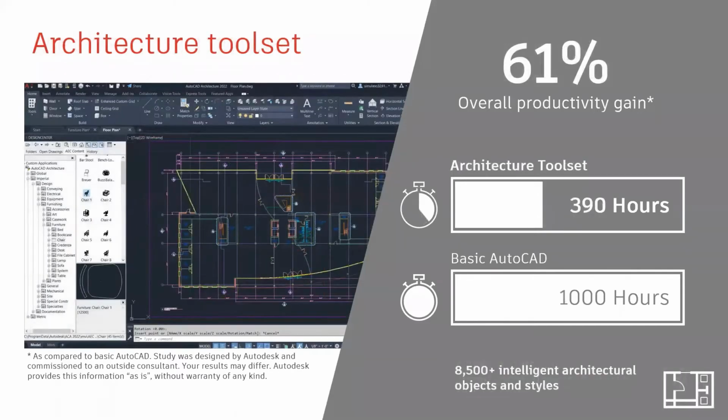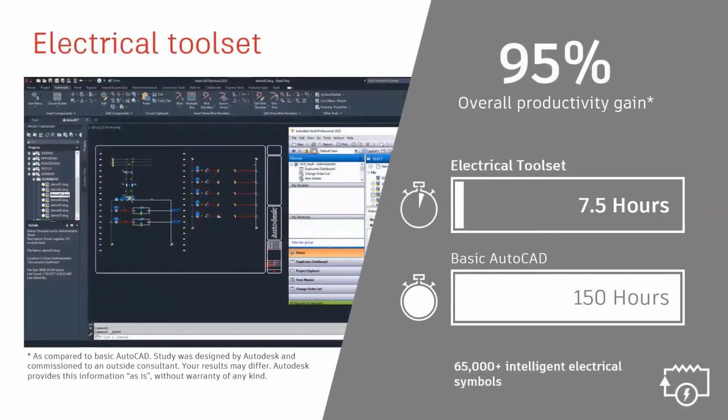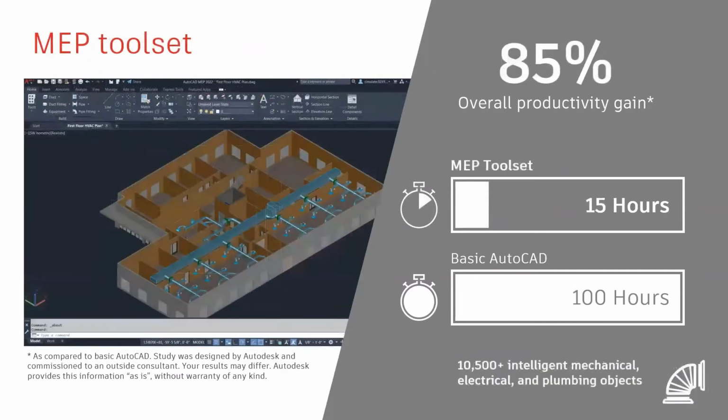With AutoCAD Architecture, our customers describe that they get a 61% productivity gain. With the electrical toolset, they even describe that they get a 95% overall productivity gain. That number and also the others are very, very impressive. And with the MEP toolset, you are 85% more productive.